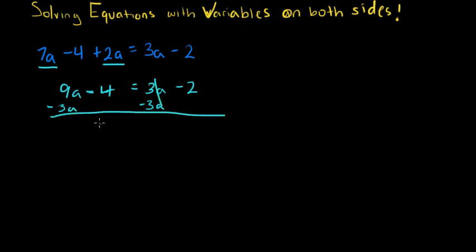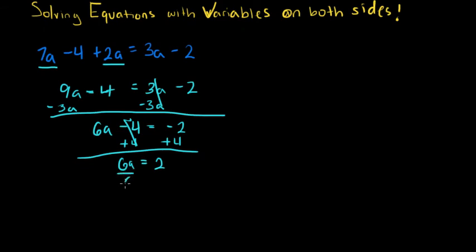Those cancel out, leaving me with 6a minus 4 equals negative 2. So let's add 4 to both sides. So 6a is equal to negative 2 plus 4. That is going to be a positive 2. So divide both sides by 6. 2 over 6 will simplify to 1/3. So my answer is 1/3. Sweet. All right, and I've got one more example.